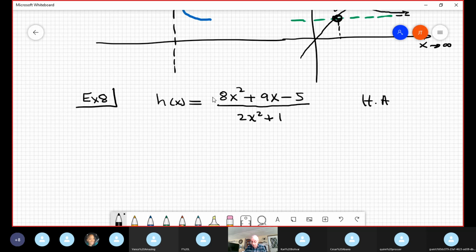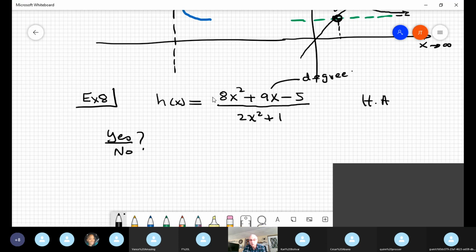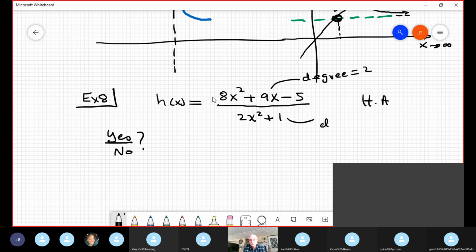Okay. Question number 1. Does the horizontal asymptote exist, yes or no? Yes. Okay, the idea is clear. The degree of the polynomial on the top is 2. The degree of the polynomial on the bottom is 2. Same degree we have, yes. And this is not special. No, it's regular.